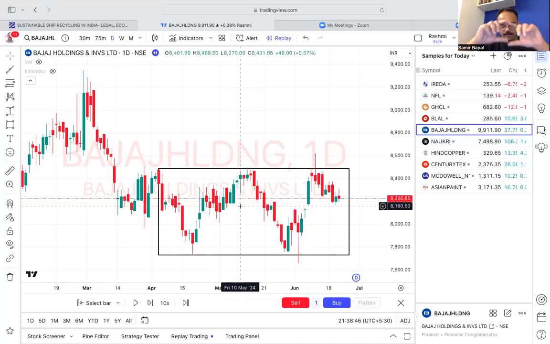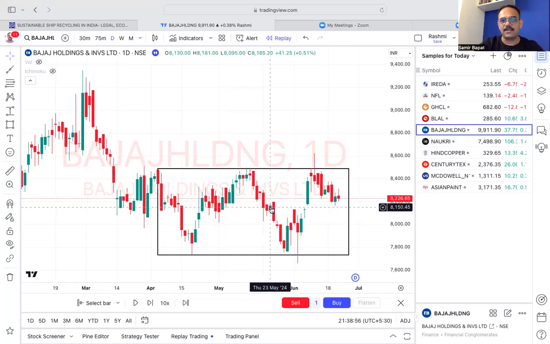Everyone clear how I fitted it into the box? First we visualize the price. This is how you will see. Then we fit a rectangle over it, so it is trapped in the rectangle.